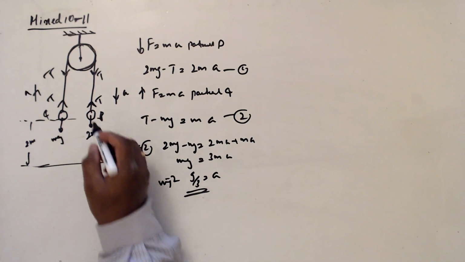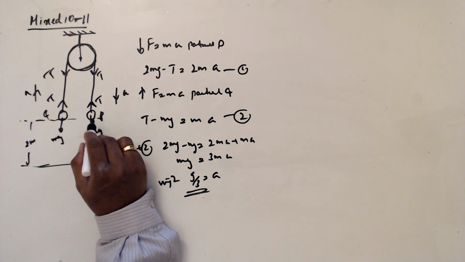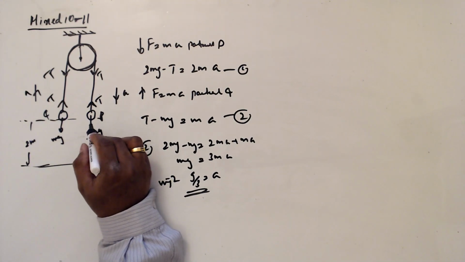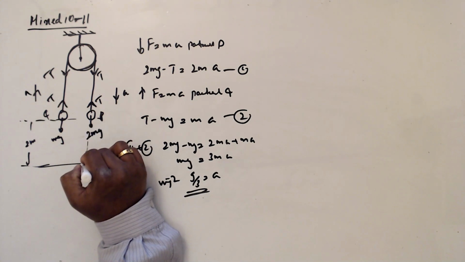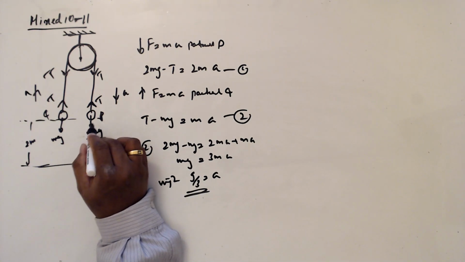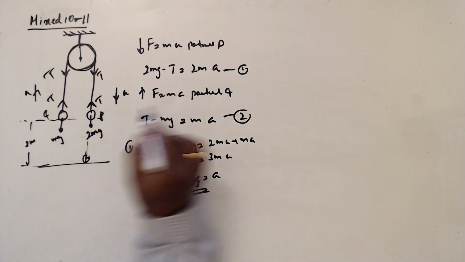Now we need to find the next question. Find the speed of P as it hits the ground. So this will come down, travel 2 meters and hit. So it will start from rest.